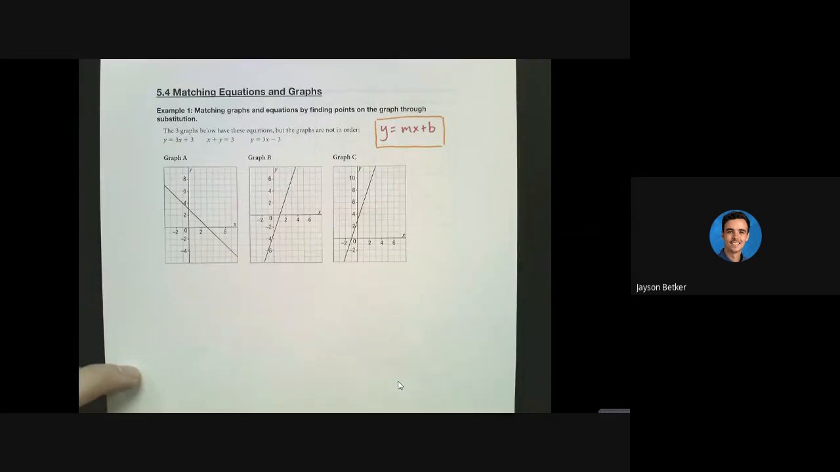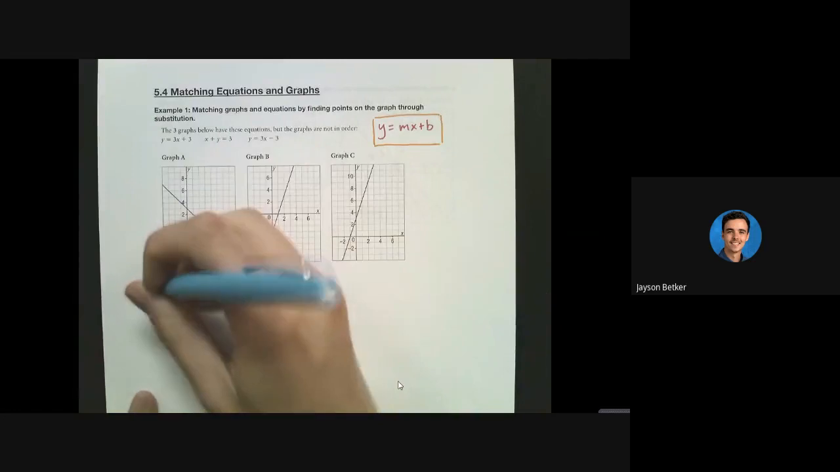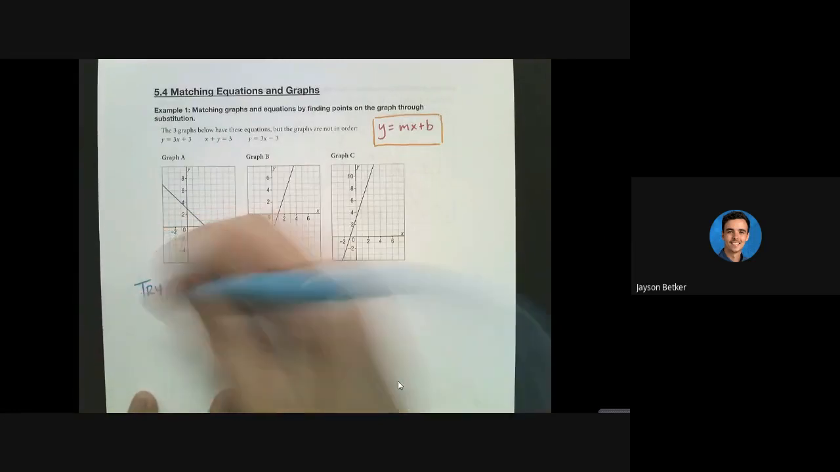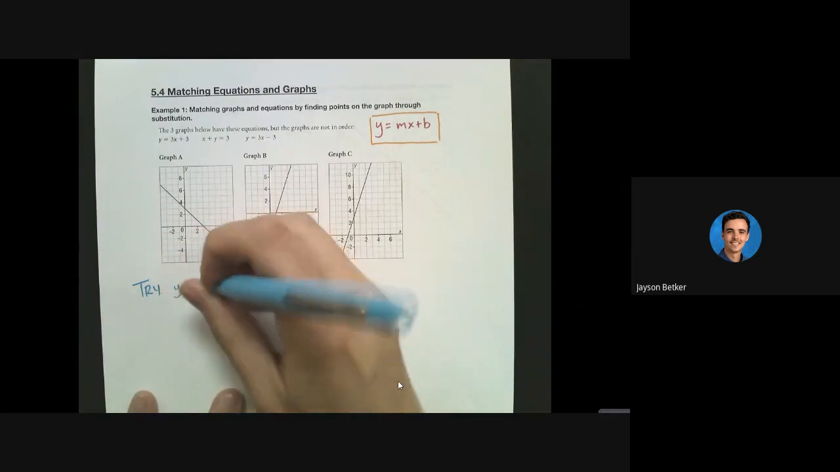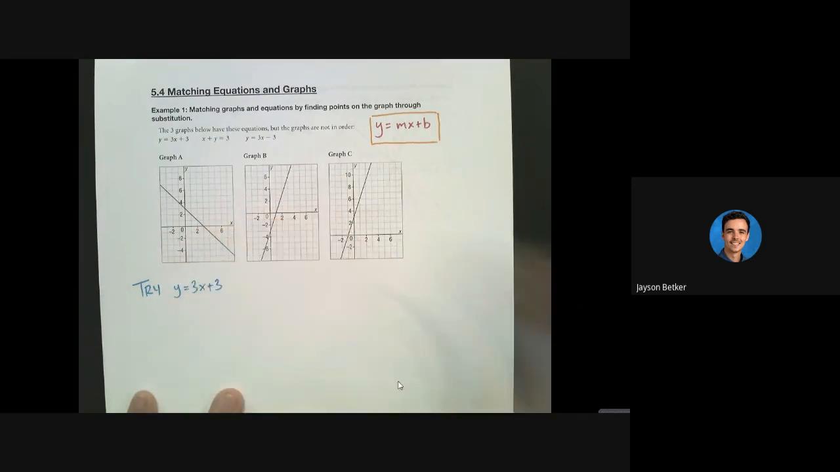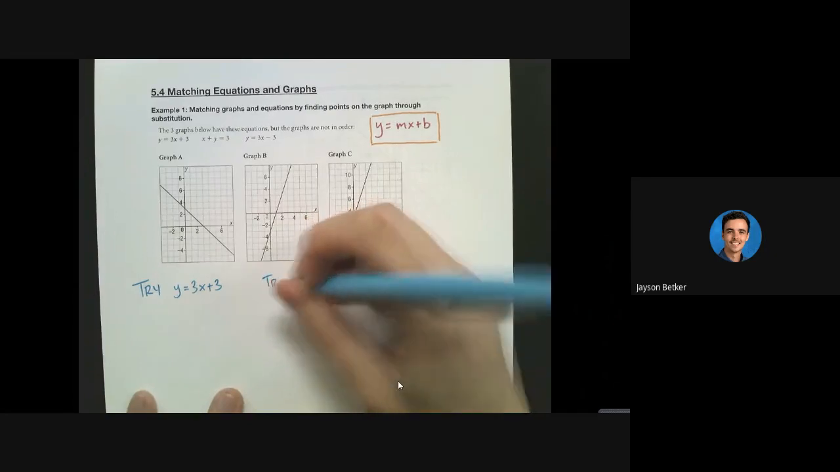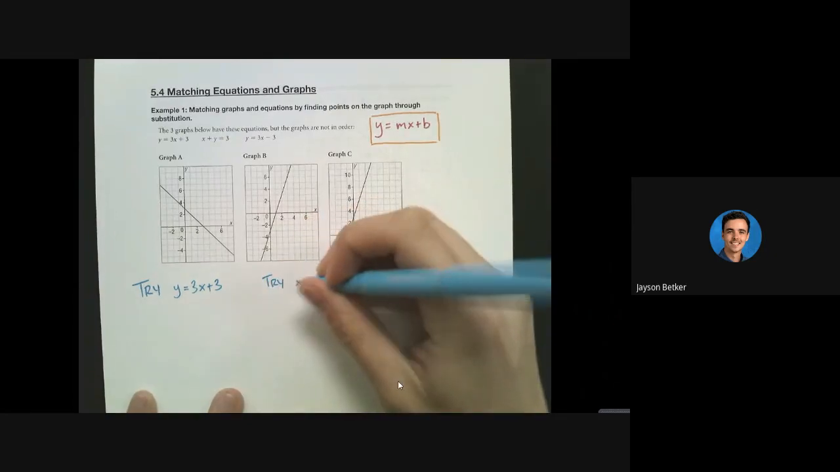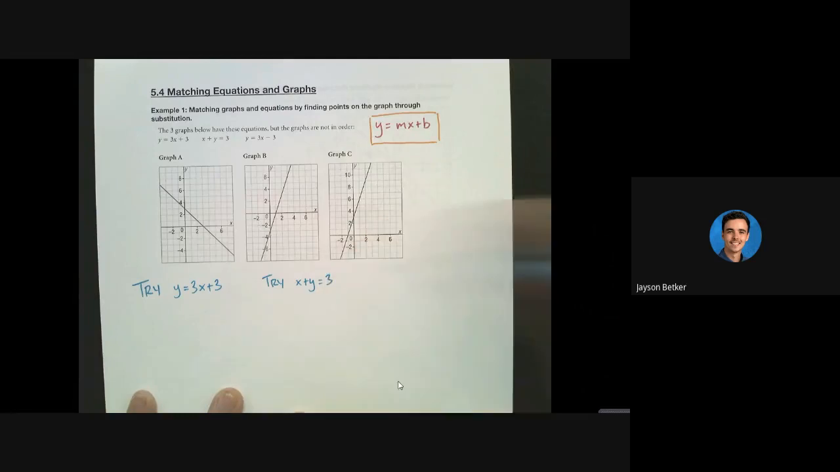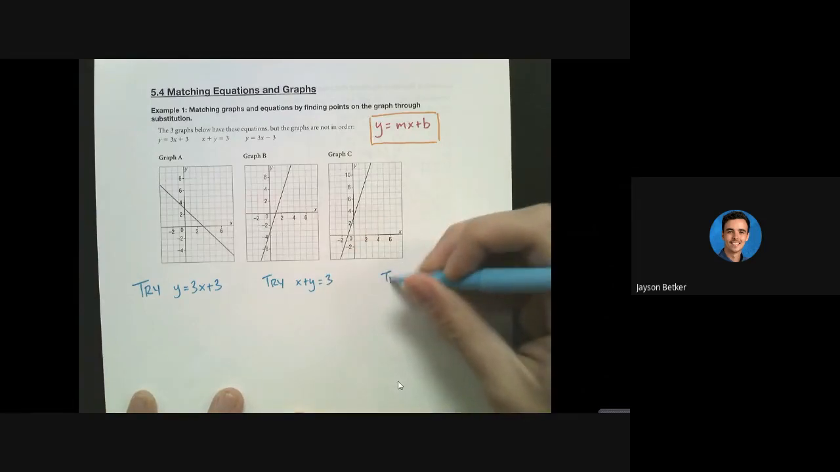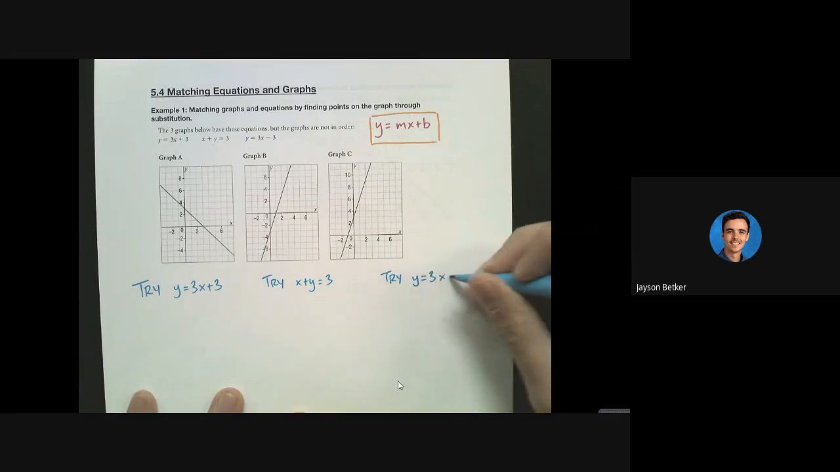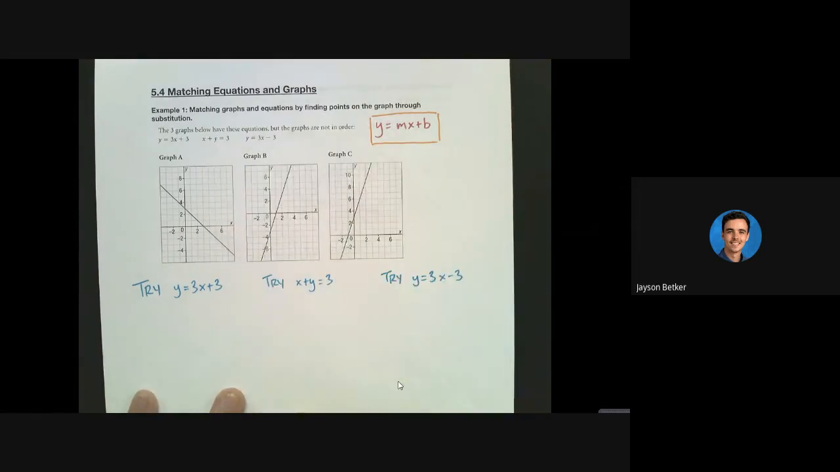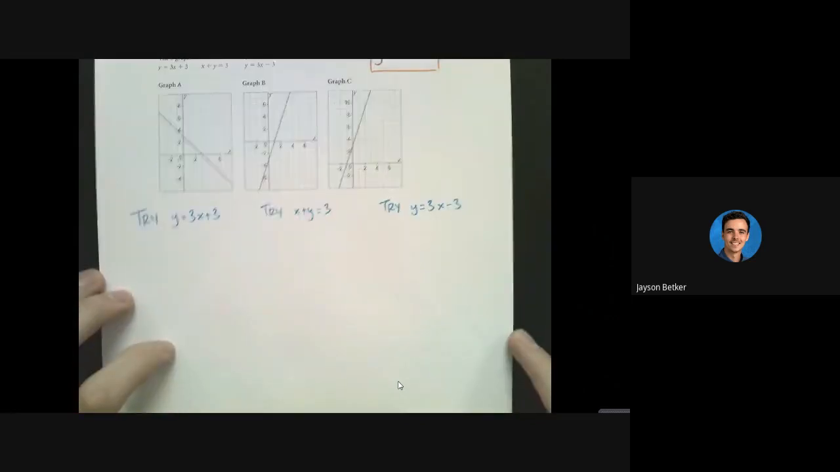The way to do it is actually quite straightforward. I'm going to set up three little areas here and try all three of them on their own. So we're going to try y equals 3x plus 3, and then x plus y equals 3, and then over here we'll try y equals 3x minus 3, and then we'll figure out which one they correspond to. Okay, so that is what we're going to do.